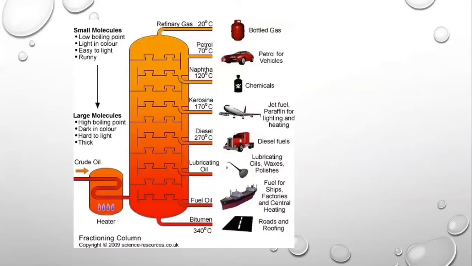If we need to make use of crude oil, then we need to separate it into different fractions, and we're going to use them for different purposes. Now, this diagram is showing a fractionating column. This fractionating column has a color gradient, as you can see. This color gradient shows there is a heat gradient. The highest temperature is at the bottom, and the lowest temperature is at the top.